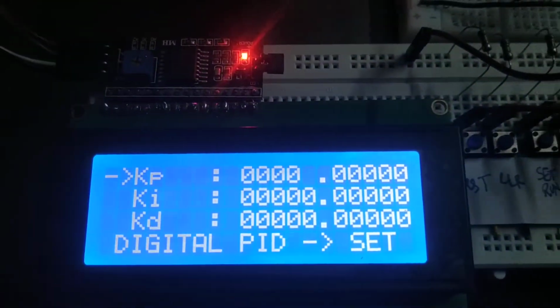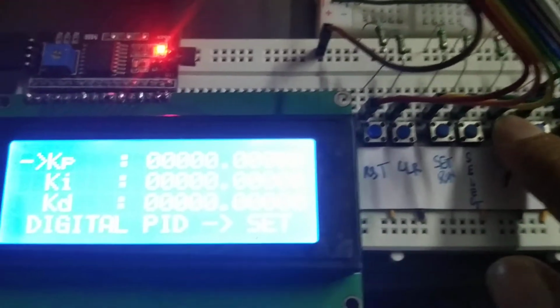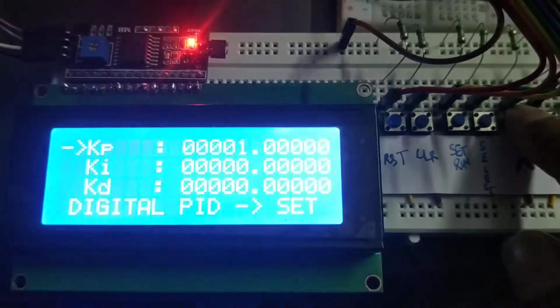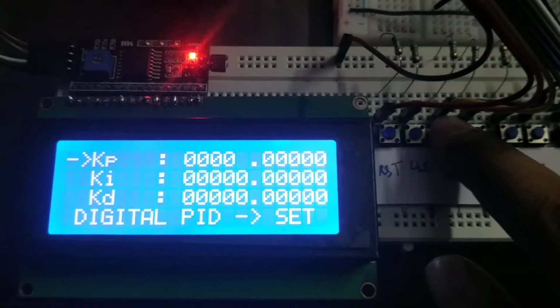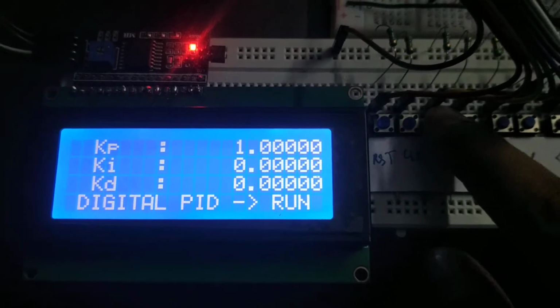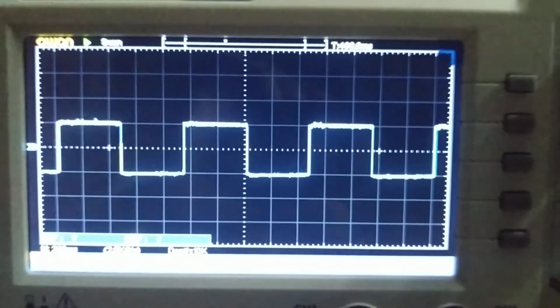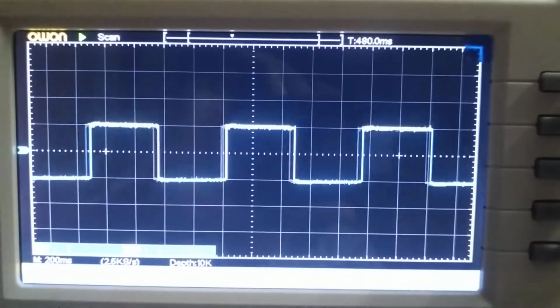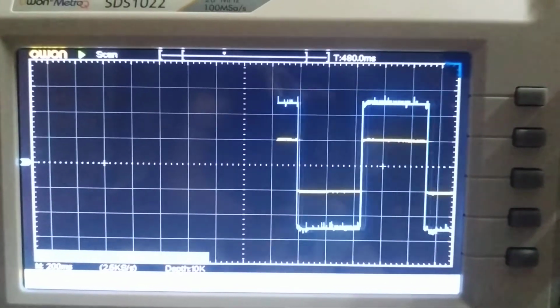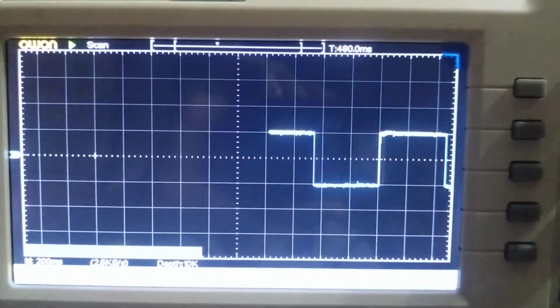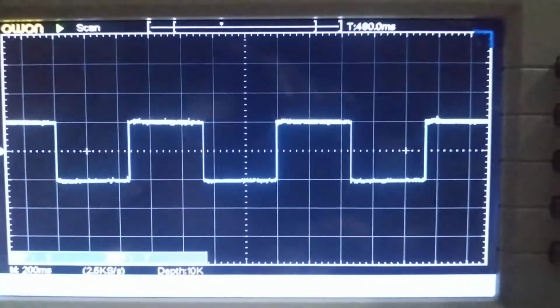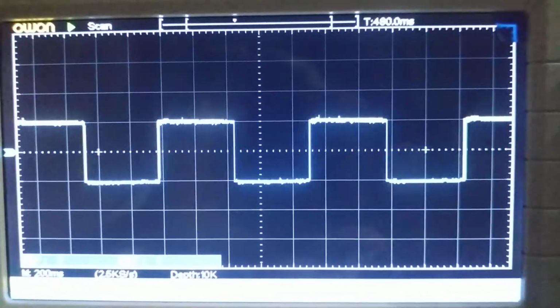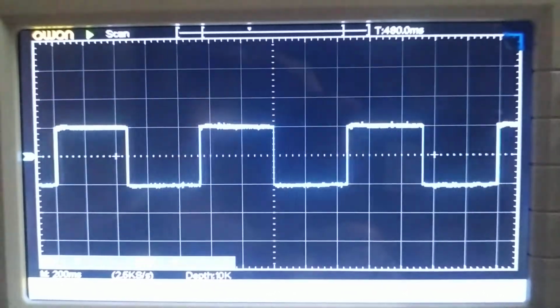We will now set P equals to 1. Now P equals to 1 is set, the controller is running, and the input and output are coinciding. Both the waves are at 5 volts and minus 5 volts.